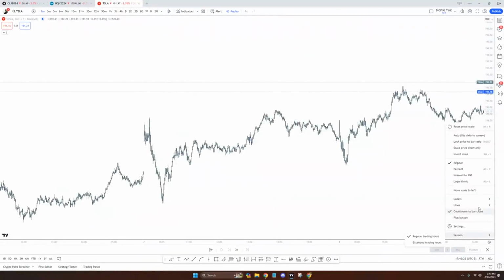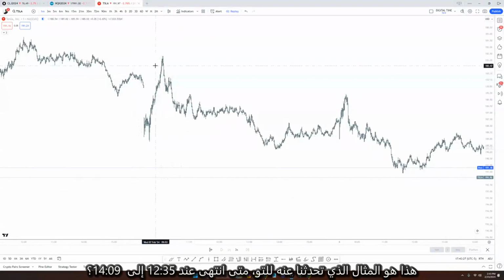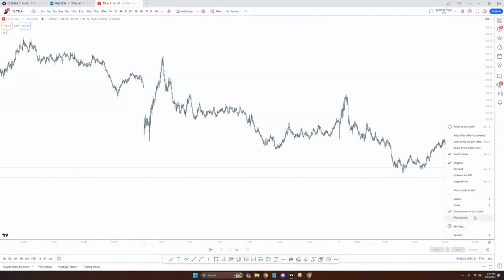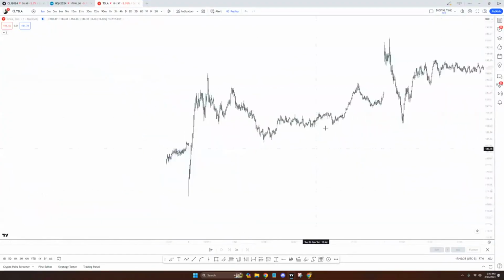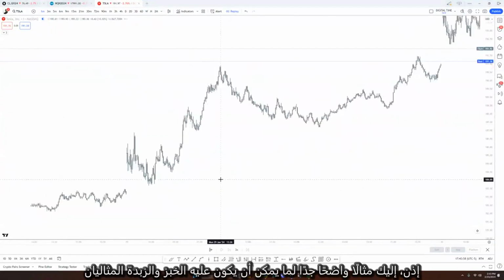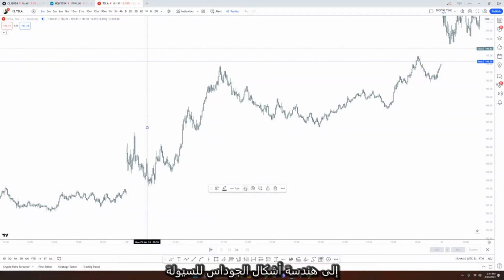So now, this is the example we just talked about. When did it end? Around 12:35 to 14:09. But instead, now it's towards the buy side. So here's a pretty clear-cut example of what a perfect bread and butter can be for Judas. We mark that interval. This is one of the easiest trades to make when it comes to Judas. Forms engineered liquidity.